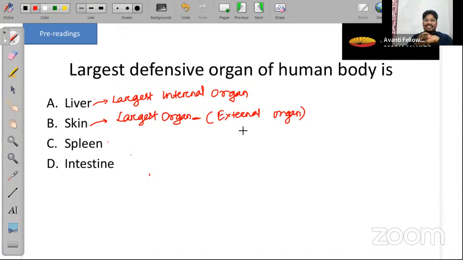See, skin is such an organ which is covering almost all over your body part. पूरा body part को cover करता है, पूरा surface area को, right? Spleen is an organ, intestine is an organ. If you are talking about the defensive organ, spleen is a defensive organ. Rather than spleen, which of the following can be a defensive organ? Skin can be a defensive organ.